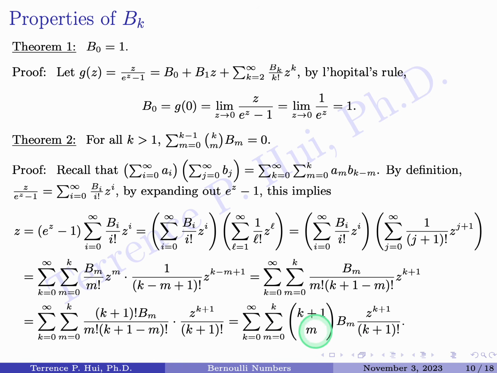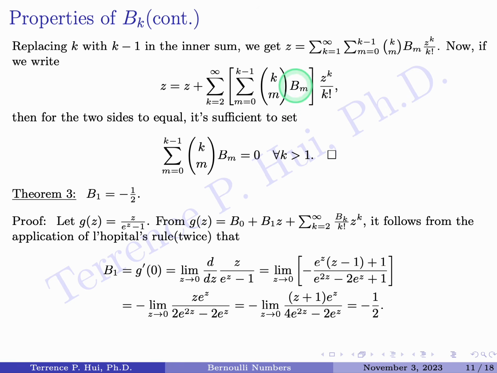So take this inner sum, replace k with k minus 1, so this k plus 1 becomes k, and so on, right? So this becomes just z equals the infinite series of k running from 1 to infinity of the inner sum of m running from m equals 0 to k minus 1, k choose m, b sub m, z to the k over k factorial, right? Just make it look a little nicer.